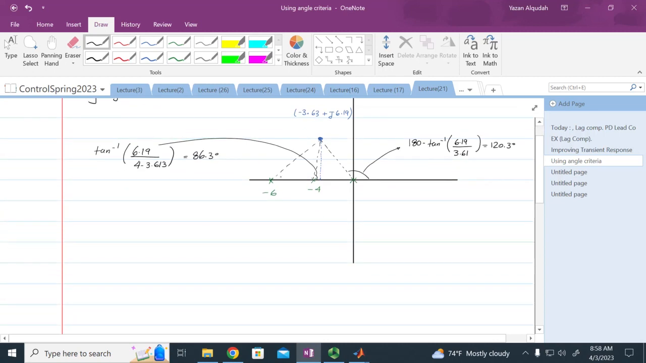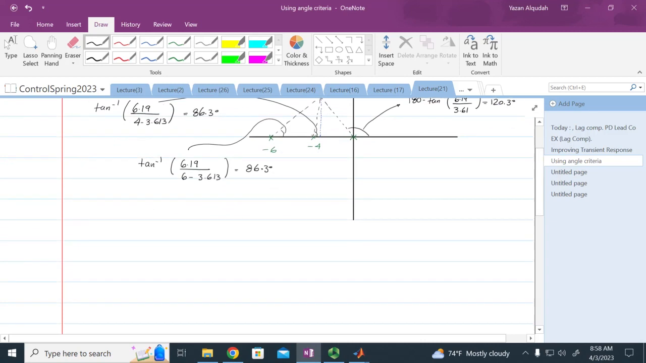And then finally, I'm going to calculate this angle. What is this angle going to equal? 6.19 over 6 minus 3.63. Very good. So, what is that angle? Should it still be 86.3, or is it? Good catch. No, it's not 86.3.